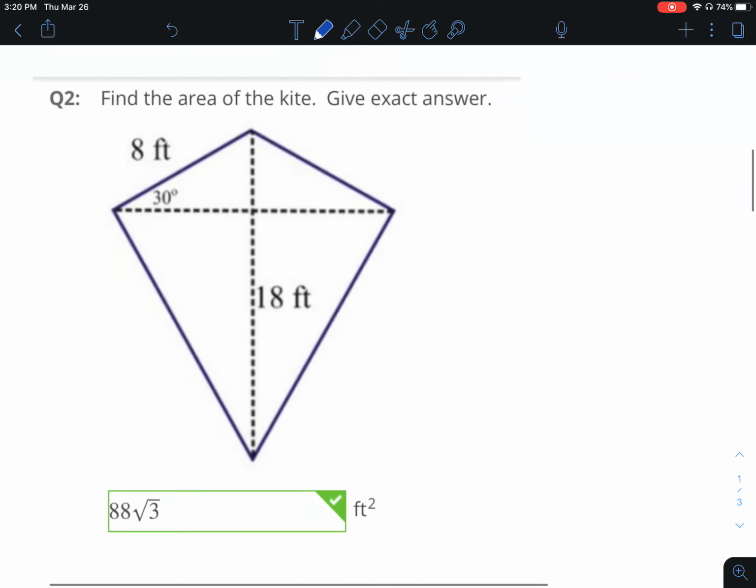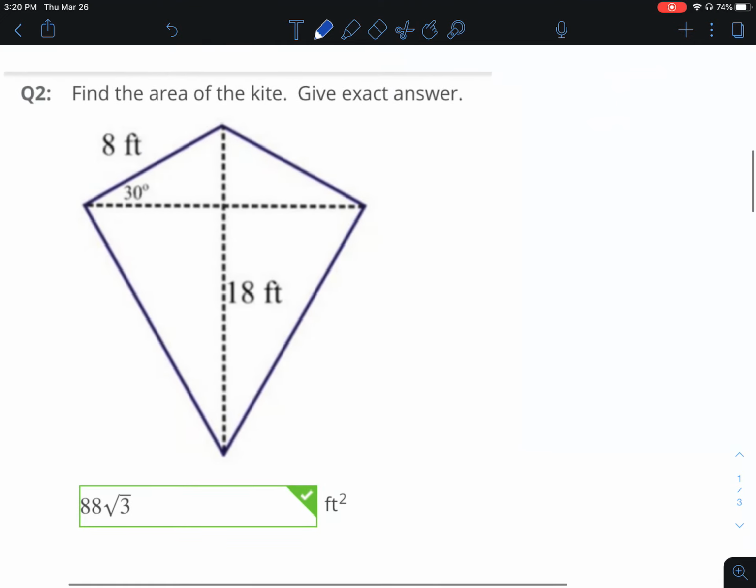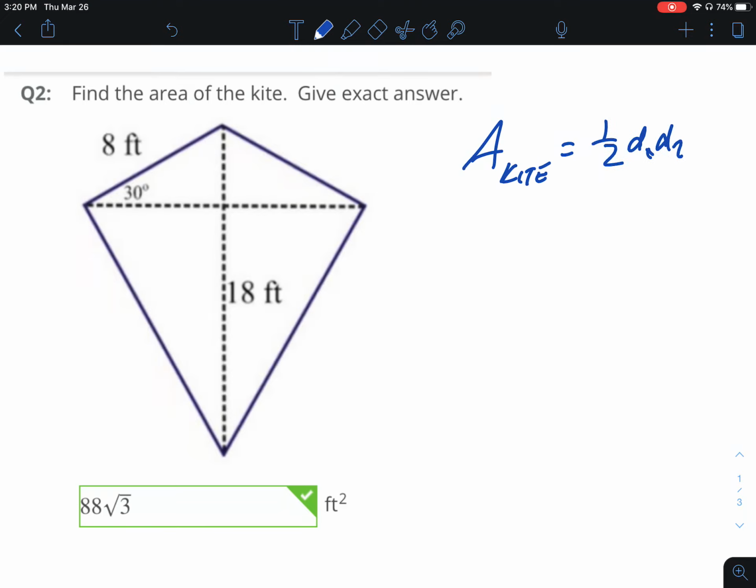Number 2, find the area of this kite. Give exact answers. Well, the area of a kite can be found by multiplying the half the diagonals together. So we know that this length and this length are the same, because in a kite, one of the diagonals is bisected, the other one isn't.